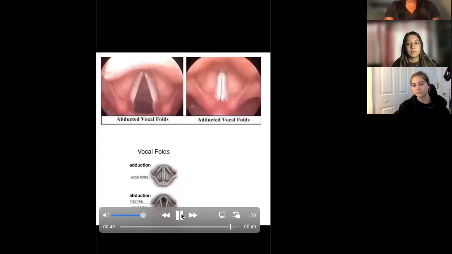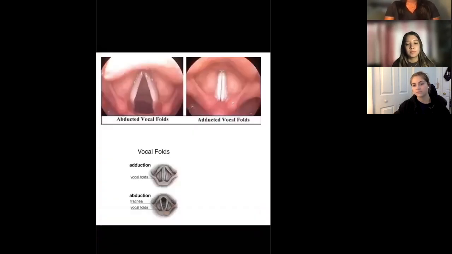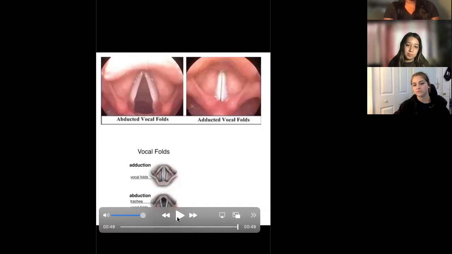And this is abduction and adduction of the vocal cords. When our vocal cords are abducted, the vocal cords come apart and they let air in and out to allow us to breathe. When the vocal cords are adducted, that means the vocal cords come together. It often creates a sound because the vocal cords are vibrating. And that's how we trap air into our lungs.